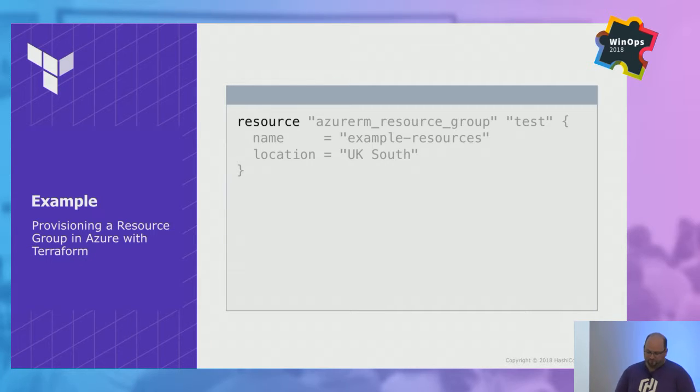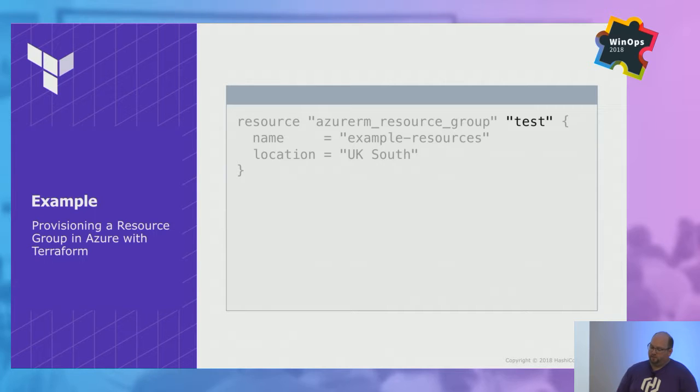Next up is the name of the resource. In this case, we're provisioning a resource group. The way this is structured is the name of the provider, so AzureRM in this case, and then what it is, so a resource group or virtual network or whatever else it is.